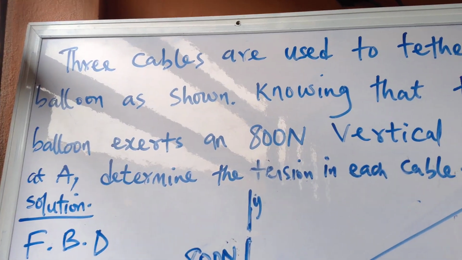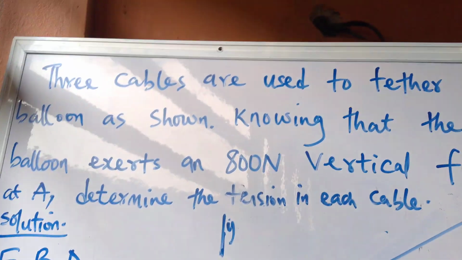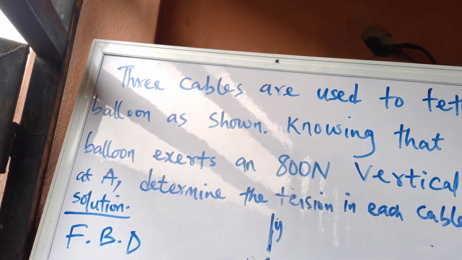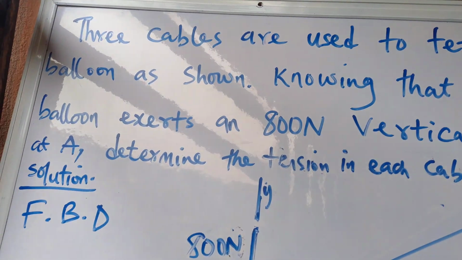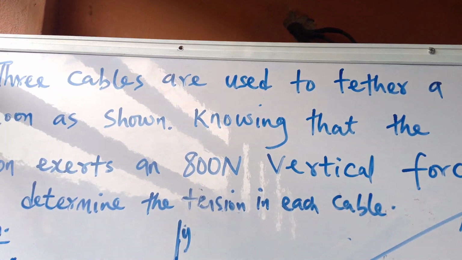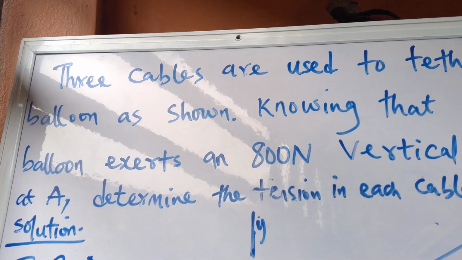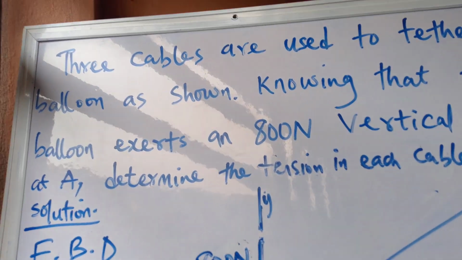It says three cables are used to tether a balloon as shown. Knowing that the balloon exerts an 800 Newton vertical force at A, determine the tension in each cable. So at point A, the weight of that balloon is 800 Newton. So let's quickly look at that.